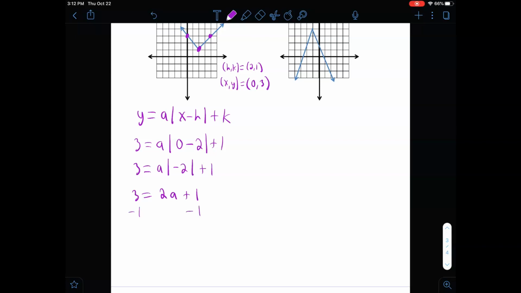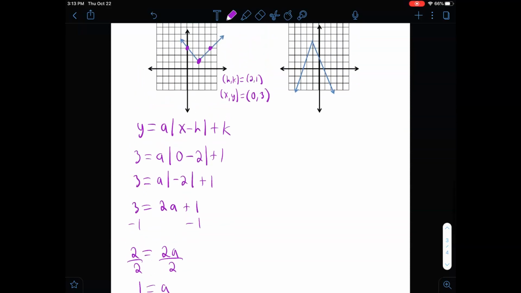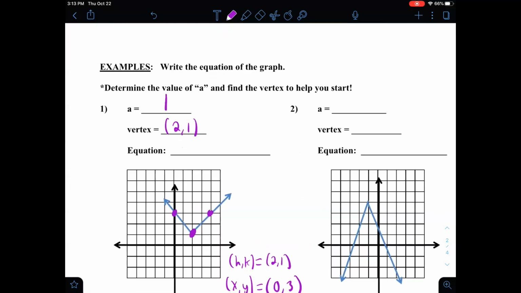How do I solve for a now? We got an equation here. We're going to subtract 1. 2 equals 2a. Now what do we do? Divide by 2. 1 equals a. So our answer is going to be, a is going to be equal to 1.